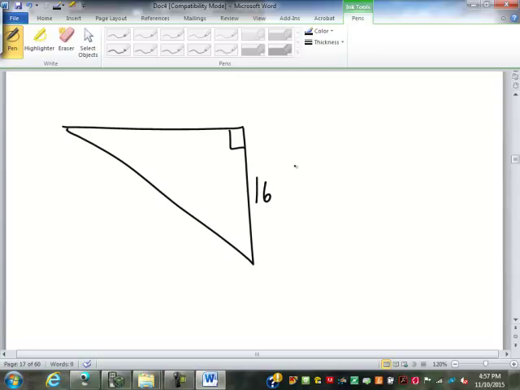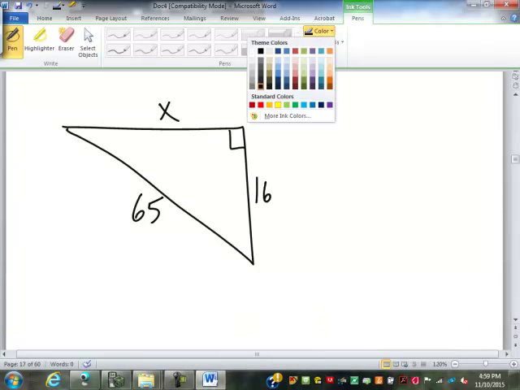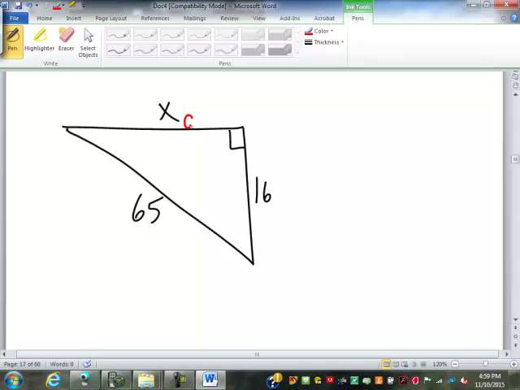We'll do 16 here, 65 there. Find x. Try that in your notes. Sides x and 16 are the legs, so I'll call those A and B. 65 is the hypotenuse, so that'll be C. A squared plus B squared equals C squared. Most people make this mistake right out of the gate, using 16 and 65 for A and B. X is one of the legs.